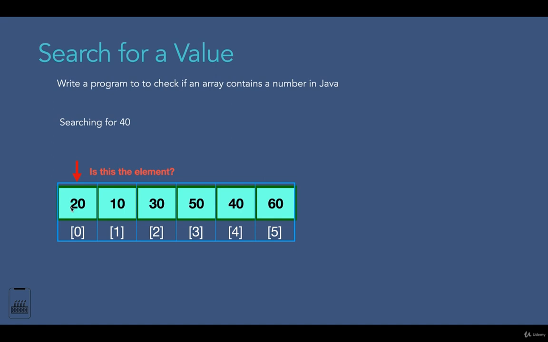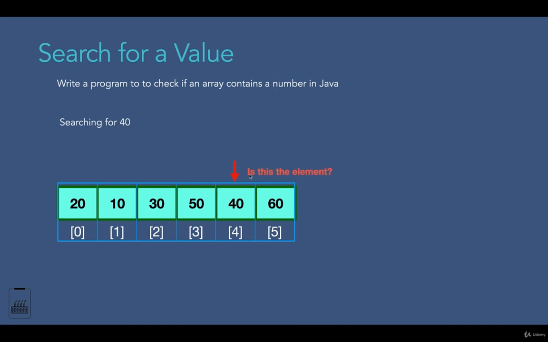In the first element we have 20. So we are checking: is this the element that we are looking for? We see that it's not, so we are continuing to the next element. One more time we are checking: is this the element that we are looking for? We see that it's not, then we continue to the next element. Again we check, and it's not, so we continue to the next element.